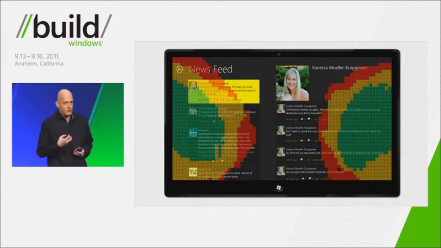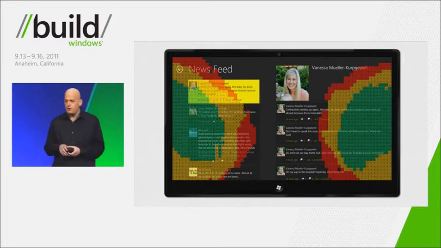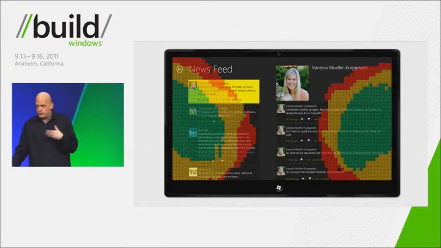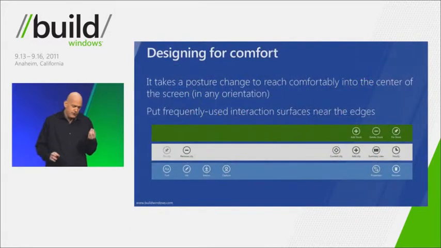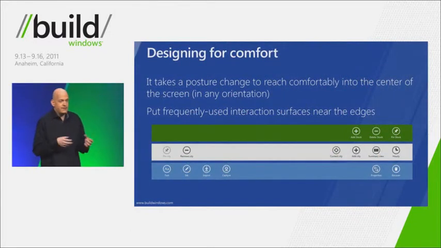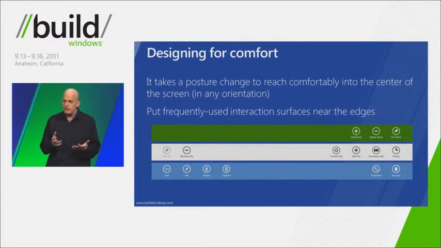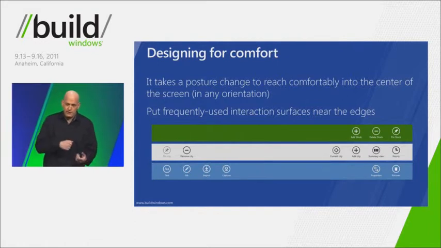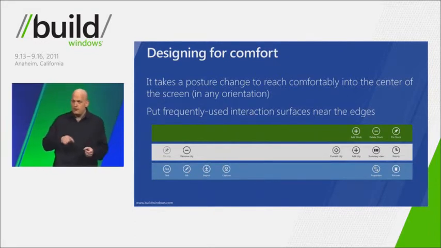We just looked at where we should position things so that people don't have to do a posture change. It turns out that to design for comfort, you need to position things near the edge. It's not that people can't reach things in the middle of the screen. They can, but it requires a posture change. Either you support it and then reach in the middle, or you put it down for a second and do it. But it's not comfortable to hold with one hand and do that.